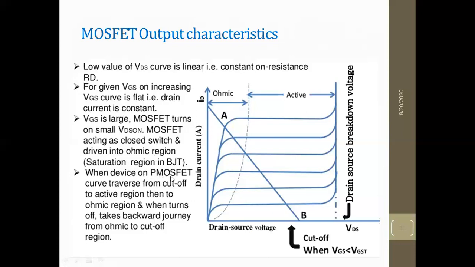When the power MOSFET turns on, the curve traverses from the cutoff region to the active region, then to the ohmic region, and when it turns off, it takes the backward journey from the ohmic to the cutoff region. This is nothing but the cutoff region. This totally explains the output characteristics of a MOSFET.